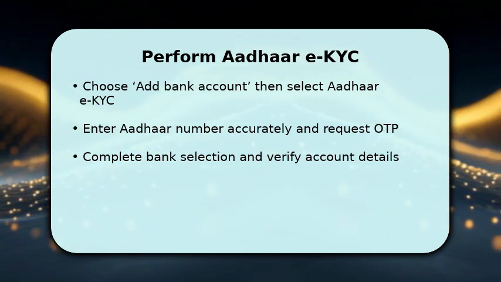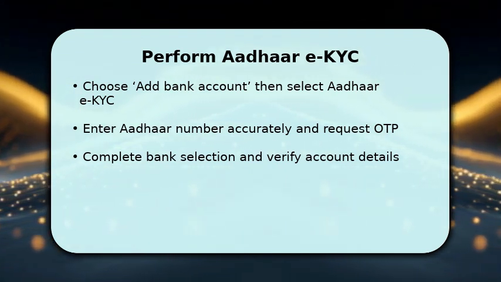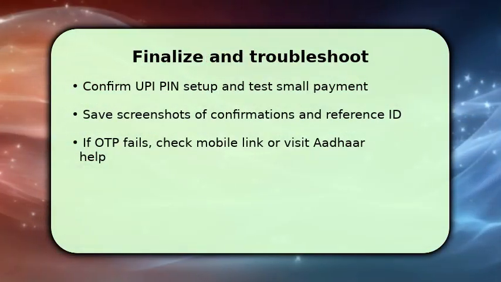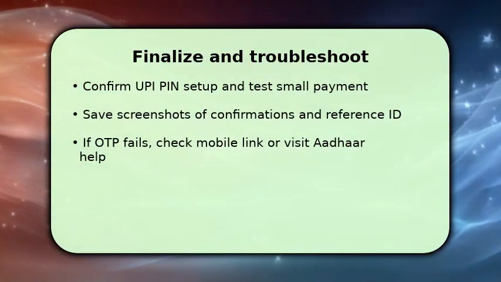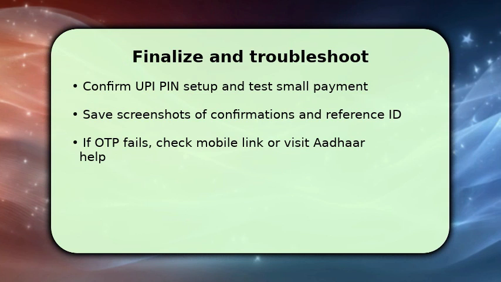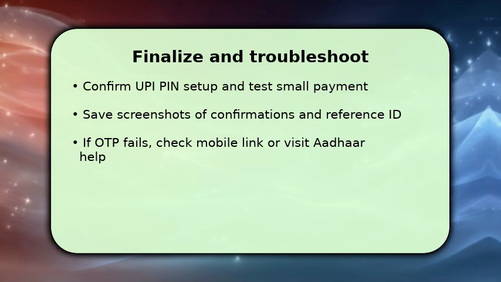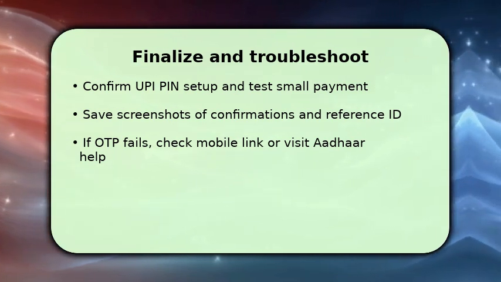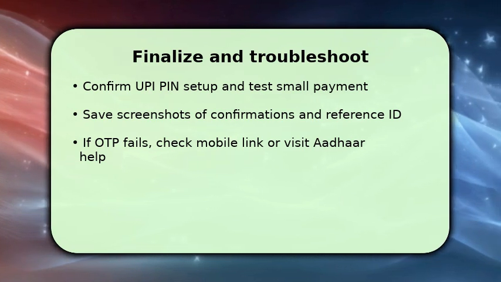You finish by setting or entering your UPI PIN to authorize transactions. Choose a secure 4- or 6-digit PIN and confirm it. Then send a small test payment to validate payments and incoming receipts and observe confirmation messages.